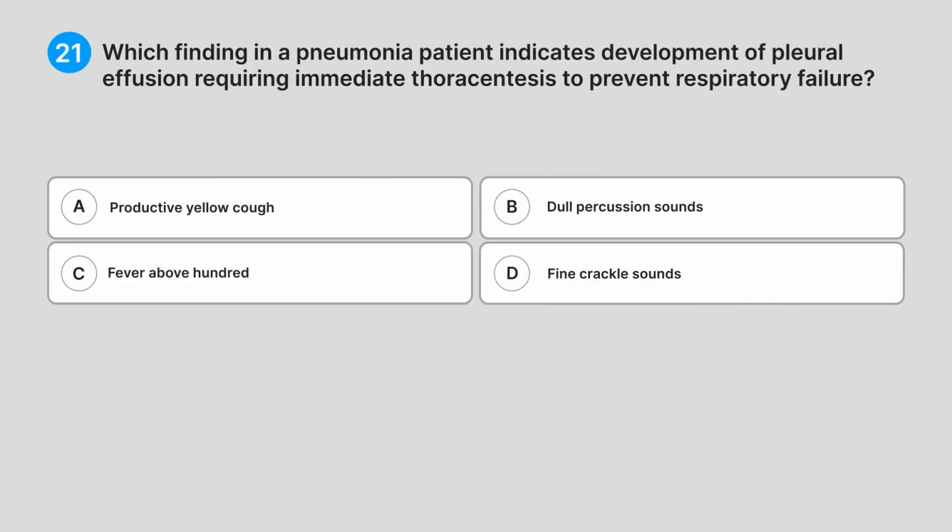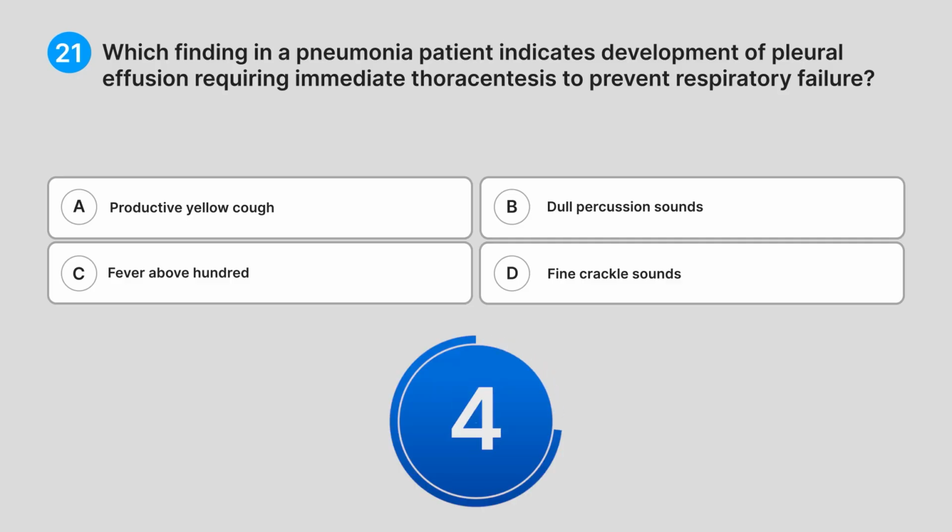21. Which finding in a pneumonia patient indicates development of pleural effusion requiring immediate thoracentesis to prevent respiratory failure? A. Productive yellow cough. B. Dull percussion sounds. C. Fever above 100. D. Fine crackle sounds. Can you guess the answer?